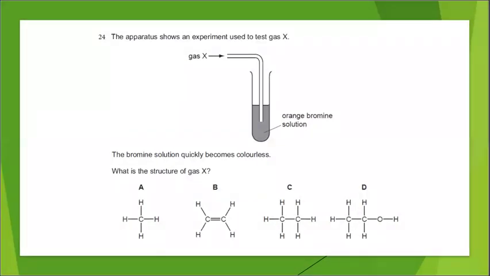All right. So the next question. The apparatus shows an experiment used to test gas X. So gas X is a gas that we're putting in. It bubbles, and there's an orange-brown bromine solution inside here. Don't mind, mine's not looking orange. They tell you the bromine solution quickly becomes colorless. So my question to you, which structure, A, B, C, or D, is responsible for that bromine going colorless?